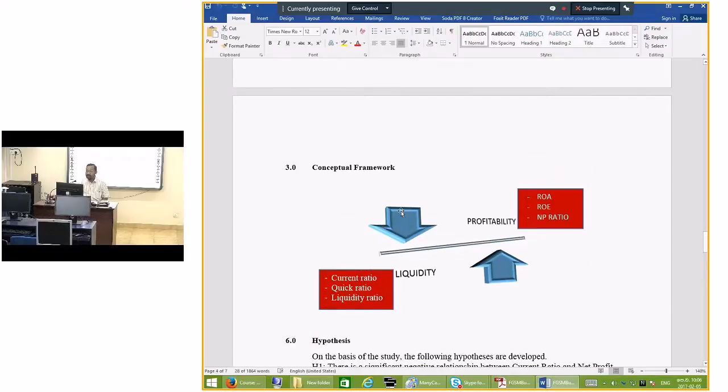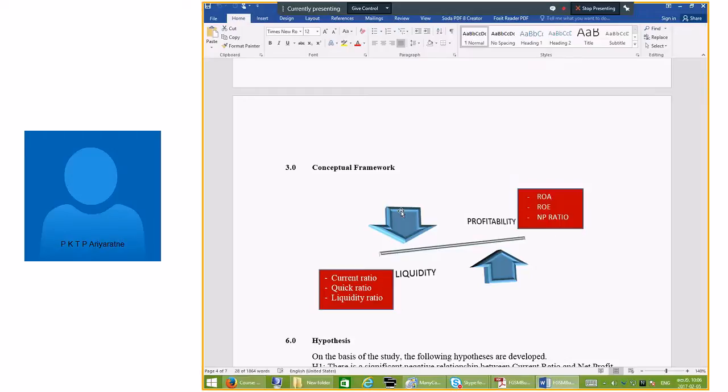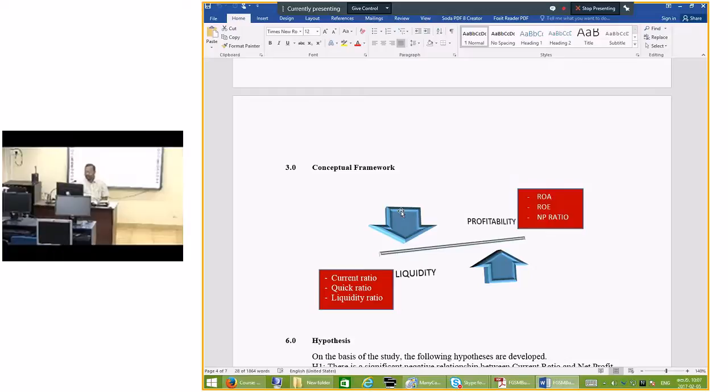Liquidity is the independent variable. Am I correct? Yes, sir. Profitability is the dependent variable. Now, how do you measure liquidity? I'll do the ratio analysis of the commercial banks: current ratio, quick ratio, and liquidity ratio.